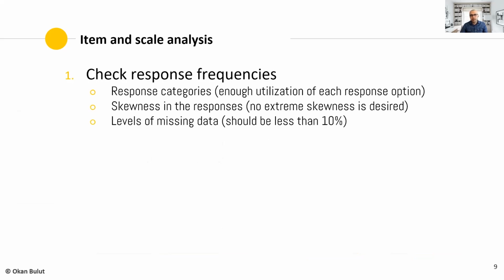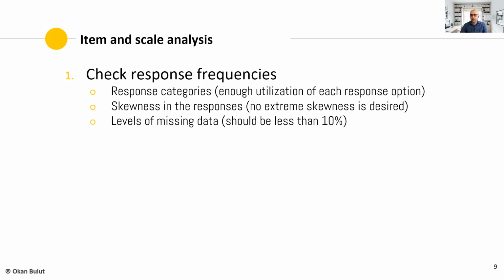So what type of analysis can you do when it comes to survey data? You can have lots of item and scale analysis techniques. First of all, you can check the response frequency. That is very, very helpful when it comes to analyzing and understanding survey data. You can take a look at the response categories to see if each response option was utilized sufficiently. That's very important. If people are mostly selecting one response option dominantly, maybe that's not a good question to use in your survey data analysis.